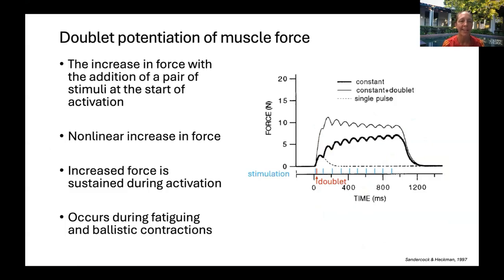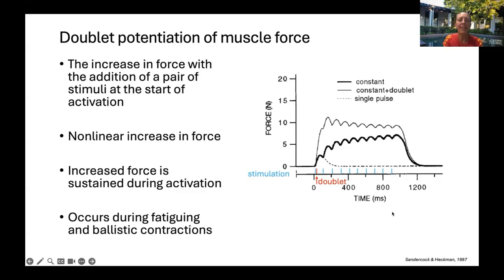Now, in my lab, I'm particularly interested in one particular phenomenon called doublet potentiation. This is the increase in muscle force with the addition of a pair of stimuli at the onset of activation. So what we're looking at to the right here is the force being activated with a low frequency stimulus in the dark black line, and then the addition of a stimulus in this thinner black line. And what you can see is this nonlinear increase in force, so that the force nearly doubles. And then we see that the force is sustained throughout the activation.